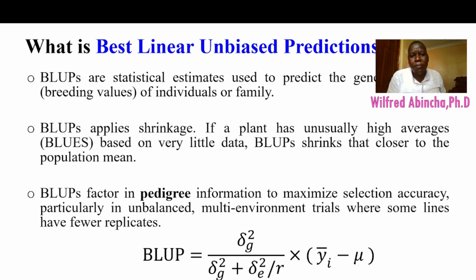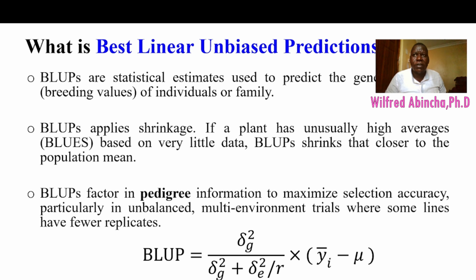Okay, let's look at BLUPs, the best linear unbiased predictions. They are statistical estimates used to predict the genetic potential of individuals or families. They predict breeding value, therefore they can be used for selection. Two things you need to know about BLUPs: number one, in BLUPs we apply a shrinkage, which shrinks the mean of each individual towards the population mean. This is to make them unbiased. This is a shrinkage.